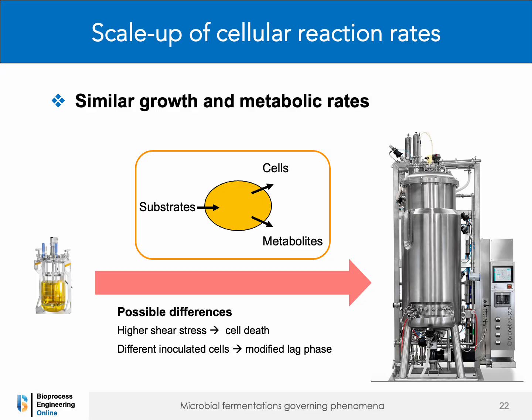As a consequence, similar cell growth and metabolic kinetics can often be reproduced across scales, provided that comparable microenvironmental conditions are maintained. However, certain scale-dependent effects can introduce variability. For example, increased shear stress at larger scales may lead to cell death. Differences in the physiological state of the inoculum between scales can also influence the length of the initial lag phase, affecting early fermentation dynamics.